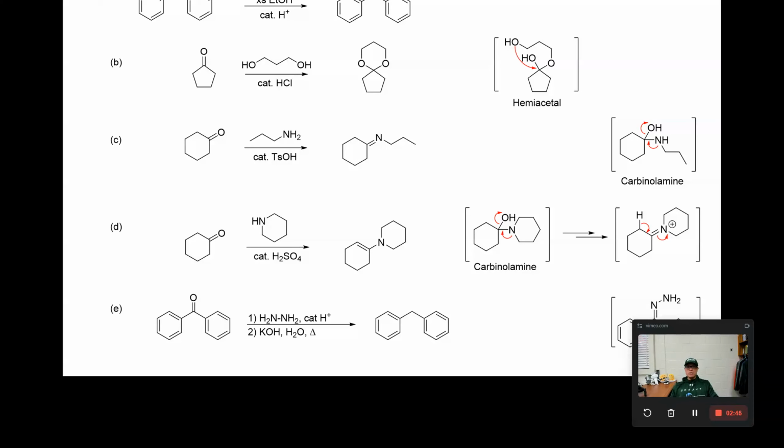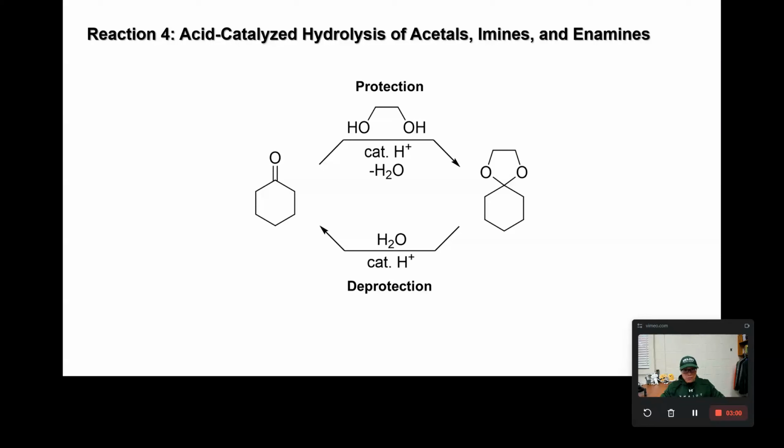This one, you have to recognize the reactions you learned, basically. We have been going forward, right? From the ketone or aldehyde to acetal, to imine, to enamine. Now we're going to go backward. We call this acid-catalyzed hydrolysis of all these compounds: acetals, imines, enamines.